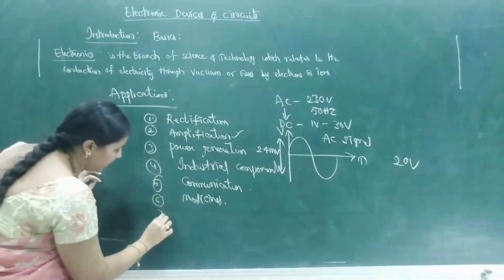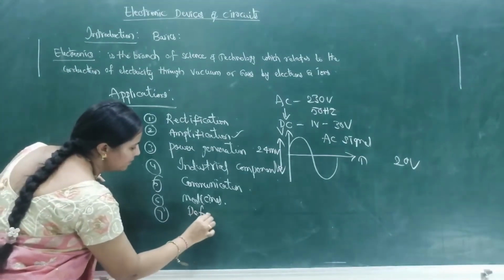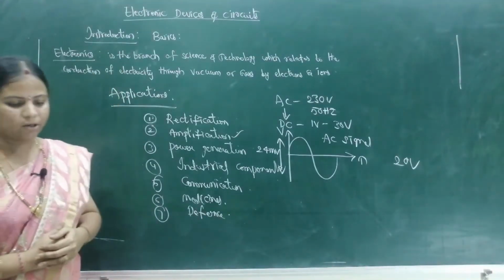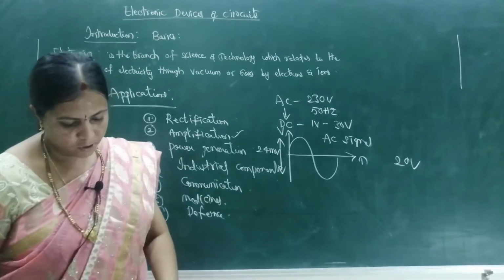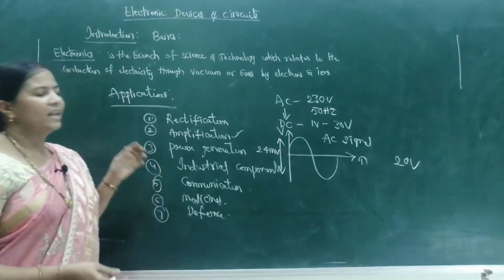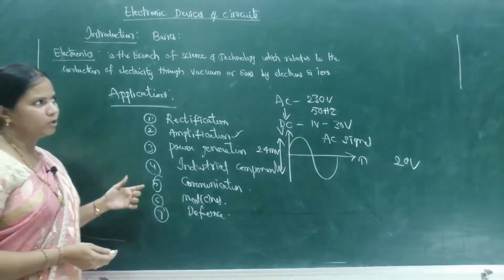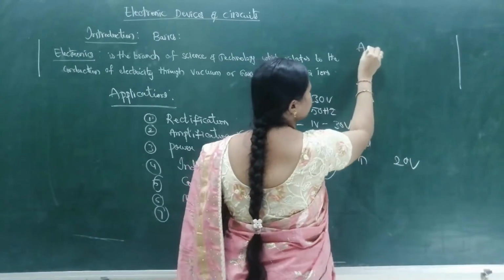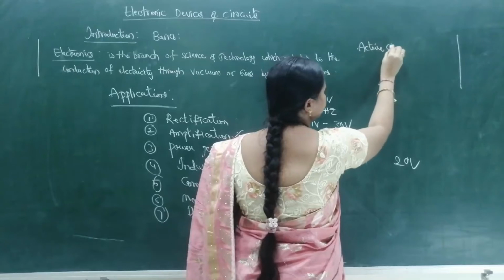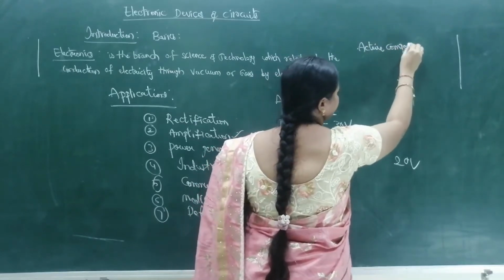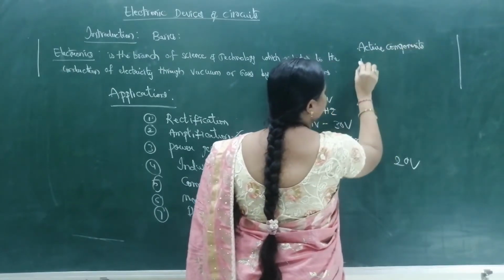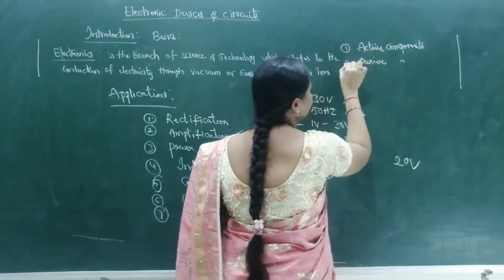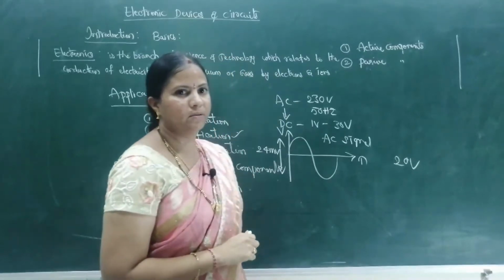So next, similarly in defense and elsewhere, you have different types of applications by using the electronic components. Actually, the electronic components are divided into two types. Those are active components and passive components. These are the two types of electronic components.